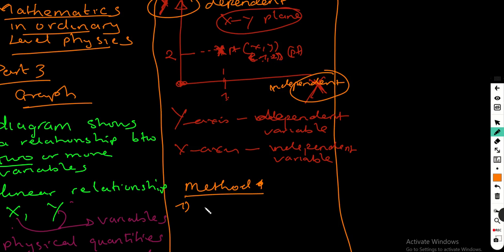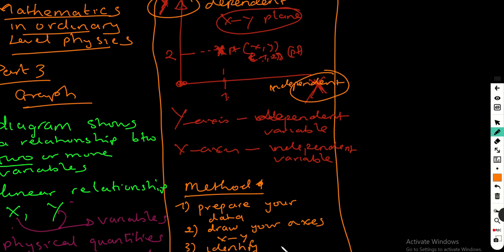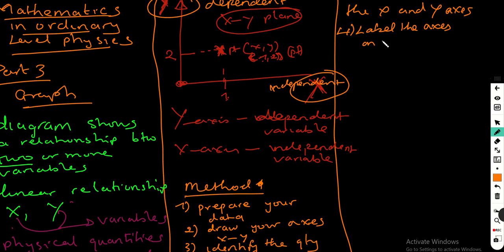1, you have to prepare your data. 2, you have to draw your axis, the X and Y. 3, identify the quantity to be plotted on the X and Y axis. And 4, label the axis on the graph.